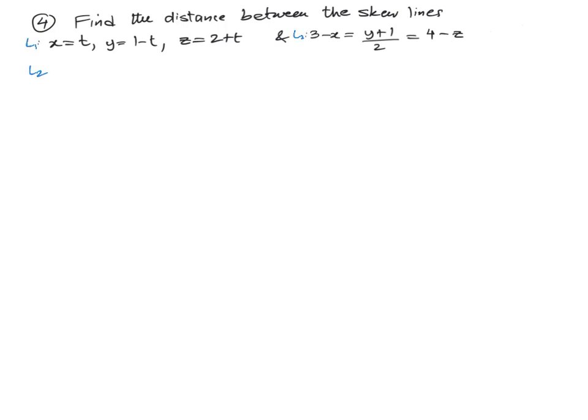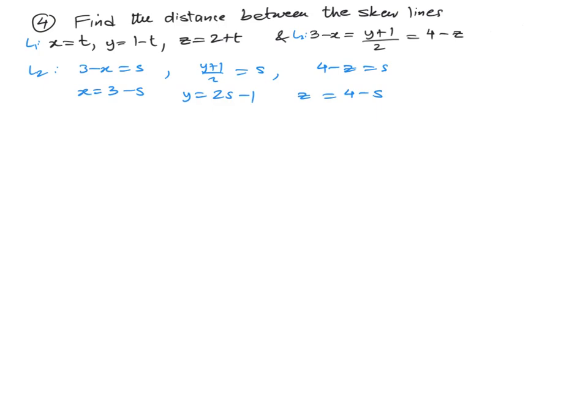And so for L2 now I'm saying basically 3 minus x equals s, (y plus 1) over 2 equals s, and 4 minus z equals s. And then I solve each of them for x, y, and z. So I subtract 3 and divide by -1. So x equals 3 minus s. And here I multiply by 2 and subtract 1. So y equals 2s minus 1. And then I subtract 4 and then divide by -1. So z equals 4 minus s. And so those are the parametric equations for line 2, and these are the parametric equations for line 1.